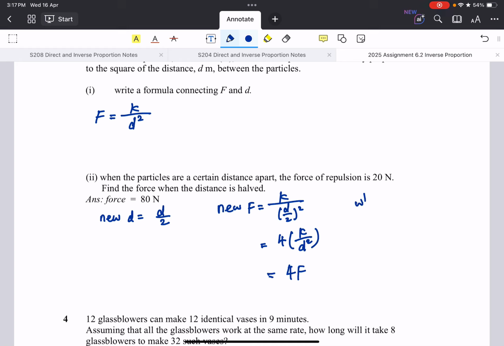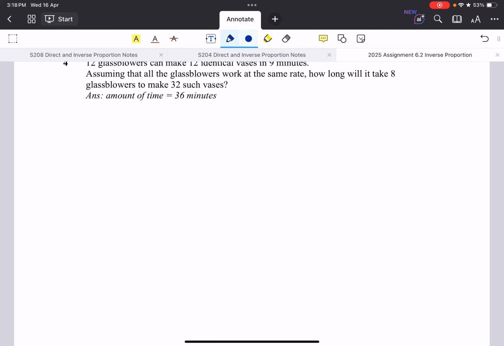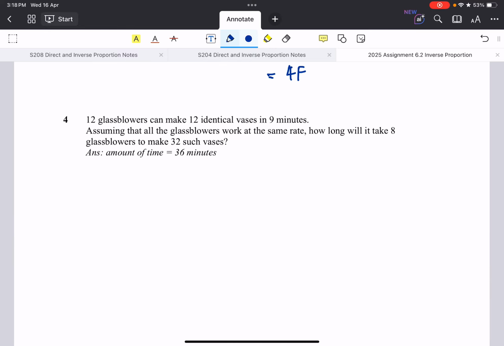So when F is equal to 20 Newton, the new F will be equal to 4 times 20 equals 80 Newtons. Makes sense, right? Okay.